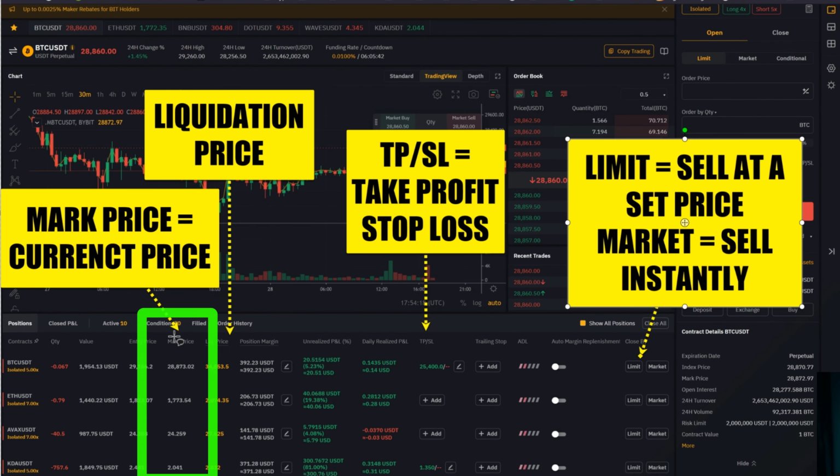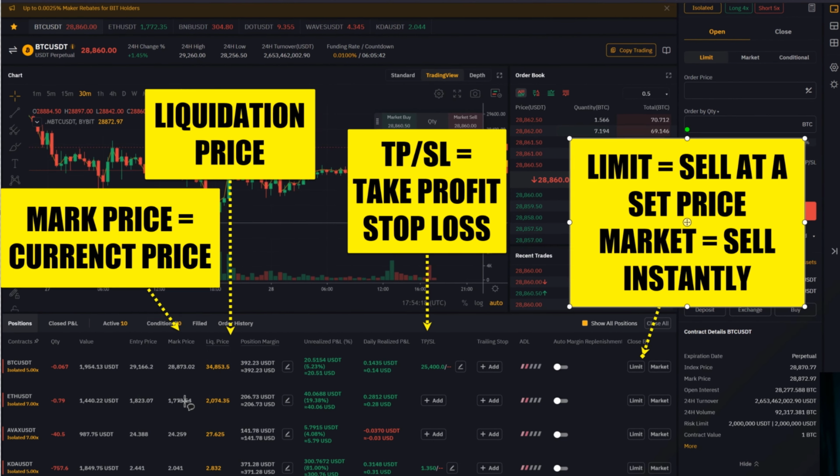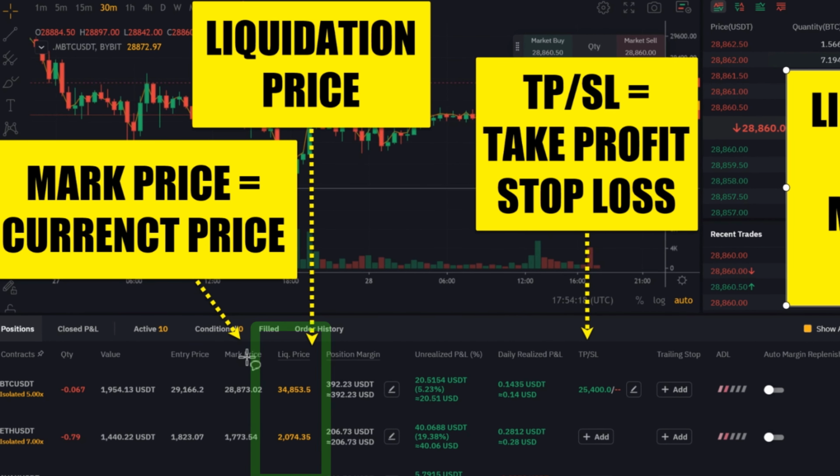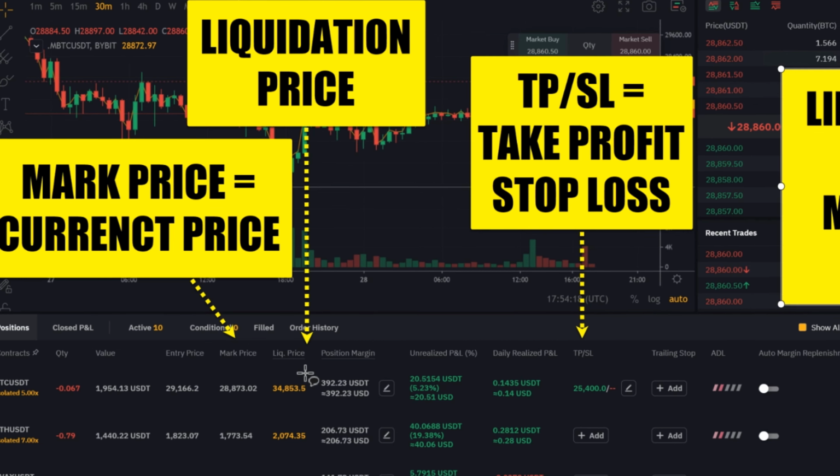We have several cool things here. Your market price is the current price of Bitcoin or whatever asset that is. What is the current price? That is your market. Your LIQ price is your liquidation price. So if the price of Bitcoin goes up to $34,853, I am going to lose this trade. That would be my liquidation price.